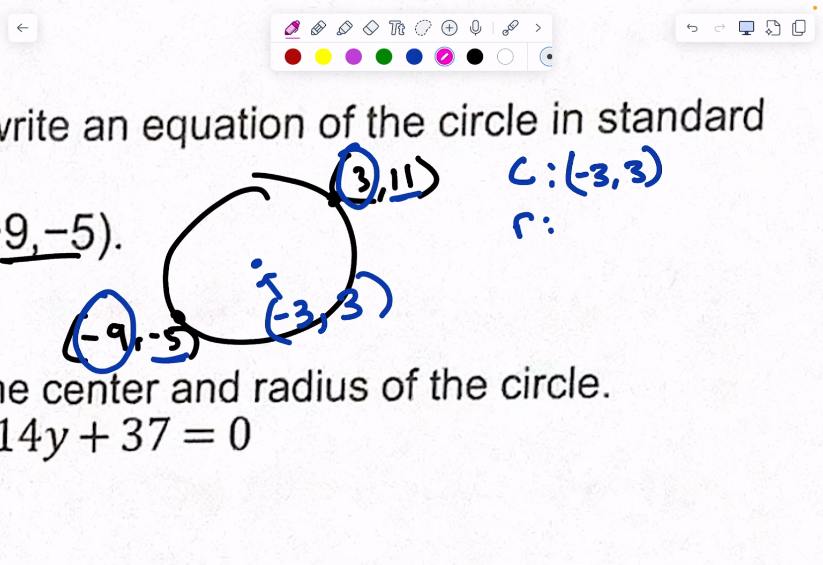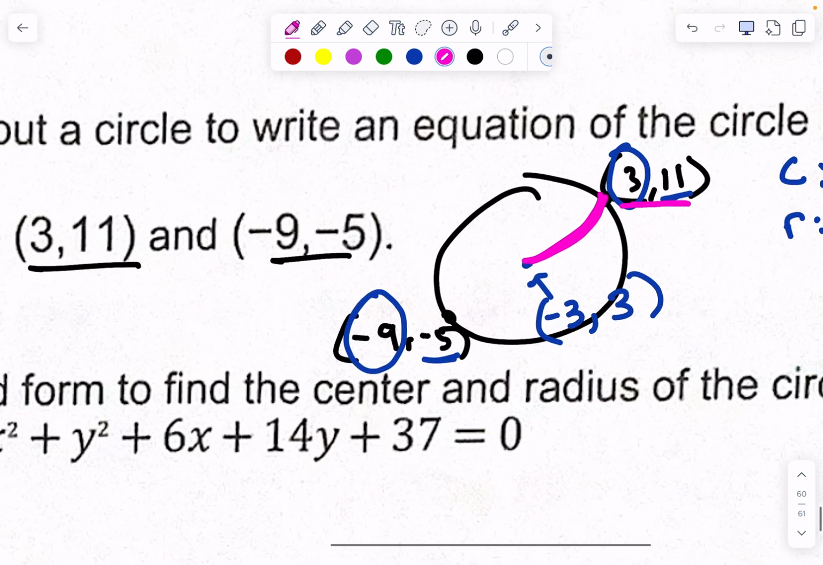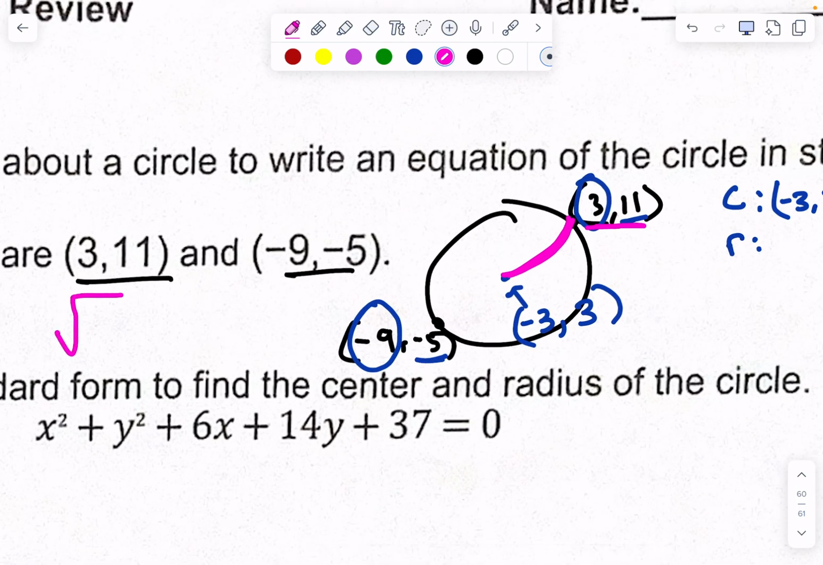Okay, now we have options for finding the radius. I could find the distance between these two, and then I'll have to eventually divide by 2. Or I could do this chunk, or I could do this chunk. Which one do you want? Should we do that chunk right there? Just because I don't like dealing with negatives, so 3, 11, whatever. How do you find the radius? That's the distance formula. A squared plus b squared equals c squared. Yep. So this guy.